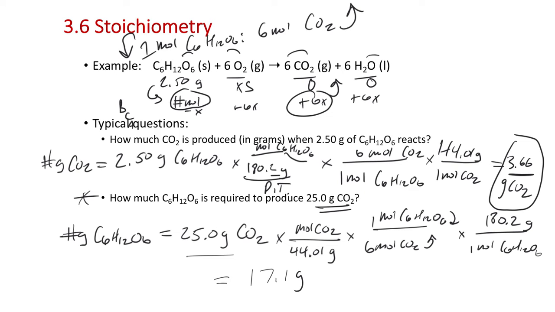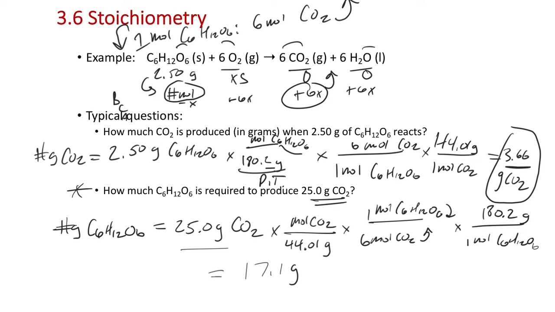But then for 25 grams of CO2, the way we're going to think about how to produce 25 grams of CO2 is just molar mass of CO2, of course, to its number of moles, the moles of CO2 to moles of glucose, and then from the molar mass of glucose, we get the number of grams of glucose that we need. And so we work out 17.1 grams. So 2.5 grams produces 3.66 grams. 17.1 grams of glucose reacting with oxygen would produce 25 grams of CO2. So we can work through the problem forward and backwards this way.